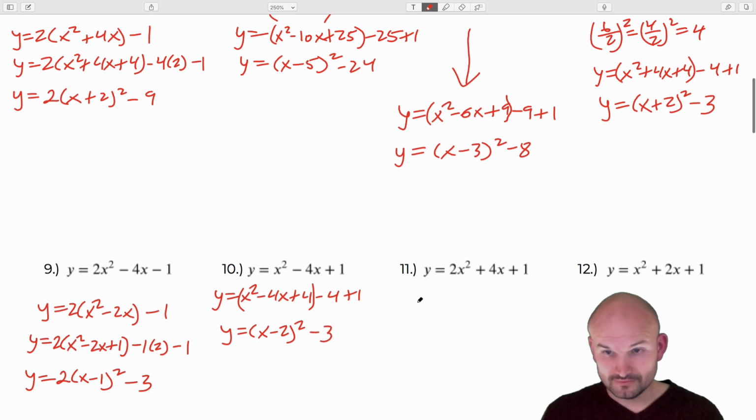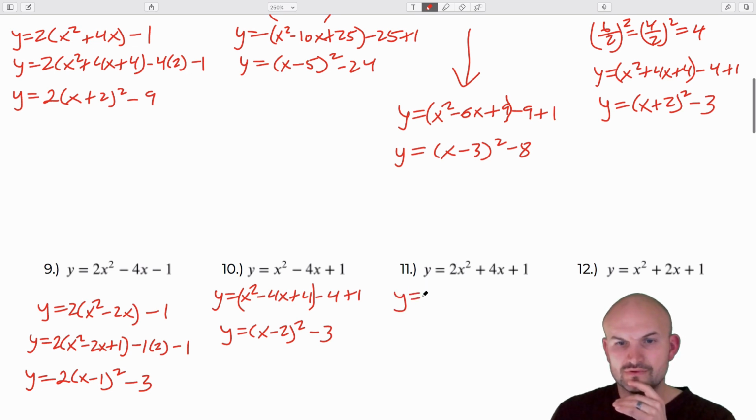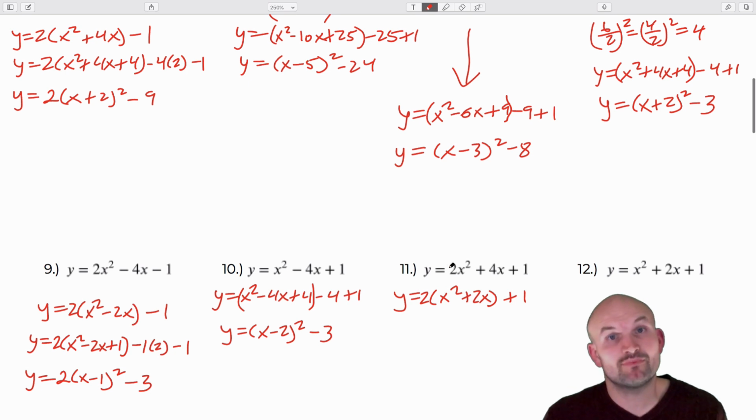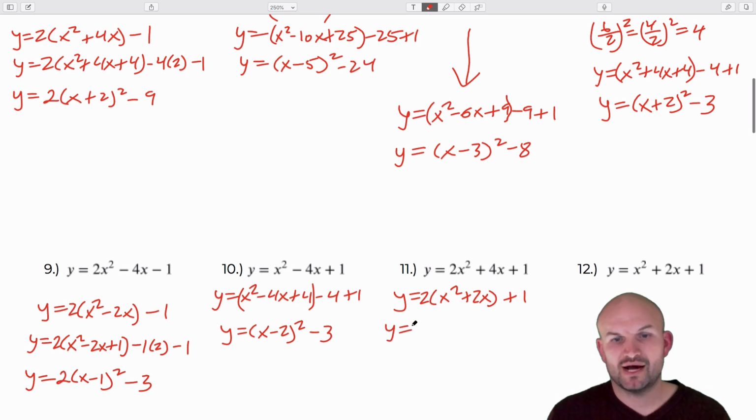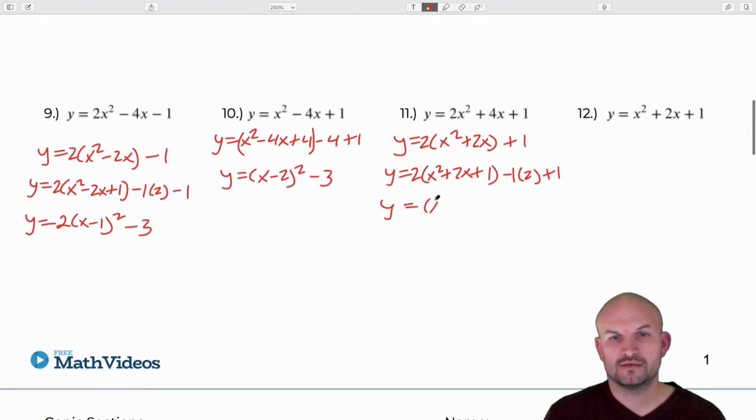This next one, we're going to have to factor out a 2. So x squared plus 2x plus 1. All right, and now I recognize, oh, that's x squared plus 2x plus 1, right? So y equals 2 times x squared plus 2x plus 1, but then minus 1 times 2 plus 1. So therefore, y equals 2 times x plus 1 quantity squared, negative 2 plus 1 is a negative 1.